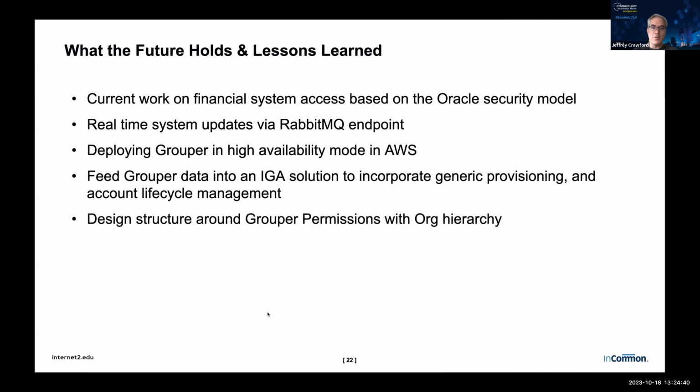We're working on deploying Grouper in a high availability mode in AWS. We still run it on on-prem databases that sometimes periodically need patching. And there's definitely a desire to have Grouper be a highly available service so that we're not forced to use our LDAP structure to offer high availability. We're thinking of feeding Grouper data into our IGA solution so we can incorporate generic provisioning and account lifecycle management, but Grouper still holds the logic about who's active and so on and so forth.